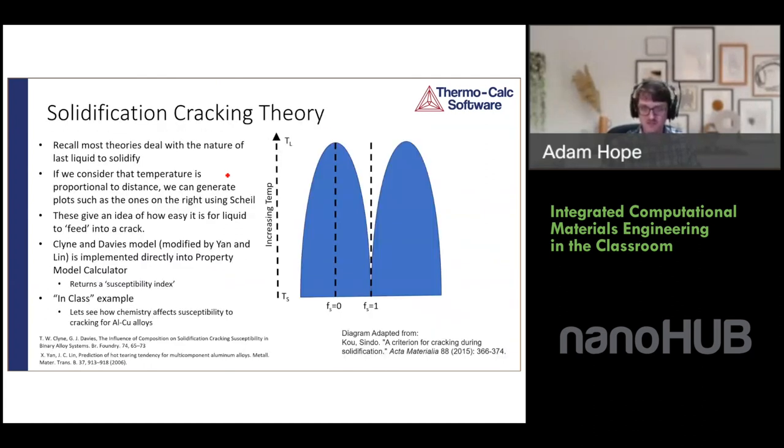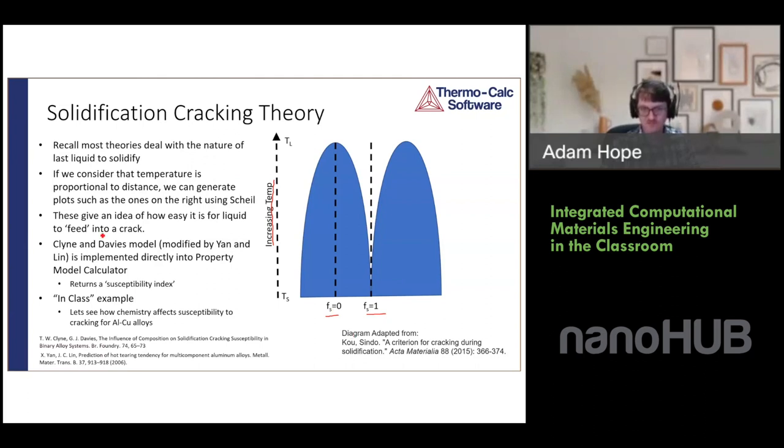Okay, so what does that have to do with solidification cracking? Recall that I said most of the theories deal with the nature of the last liquid to solidify. And so if we consider that instead of temperature, we say that this is distance. Let's say that temperature is proportional to distance, which is also reasonable. And I already said that fraction solid can be related to dendrite core, so that can also be a distance. We have a distance versus distance plot. The Scheil curve is really a cross-section of what those dendrites look like as they're solidifying. And so the shape of the Scheil dictates what the last liquid to solidify looks like.